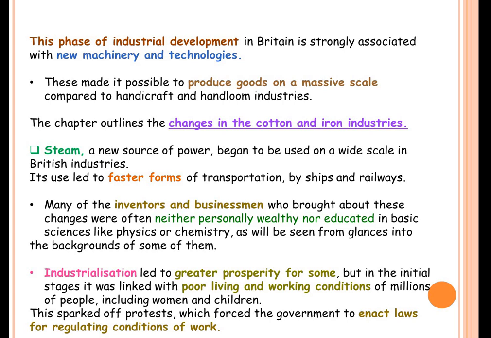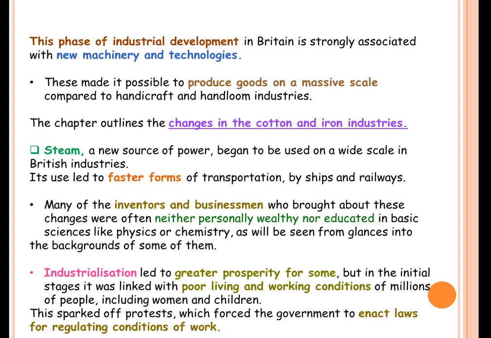The Industrial Revolution gave a lot of prosperity to different parts of the world, but in the initial stages that was not the case, because the conditions of living were very poor. The working conditions were not at all favorable for millions of people, including women and children. They had to live in utter desolation, in very filthy and stringent conditions, often without the basic necessities.